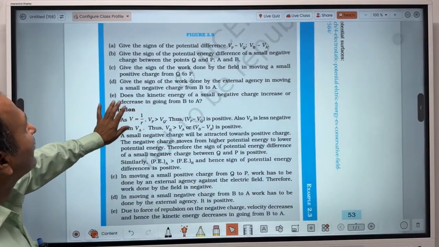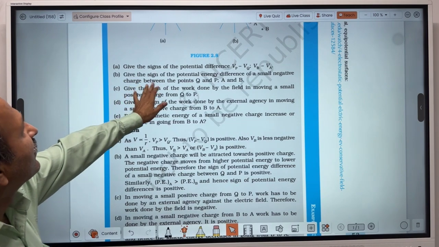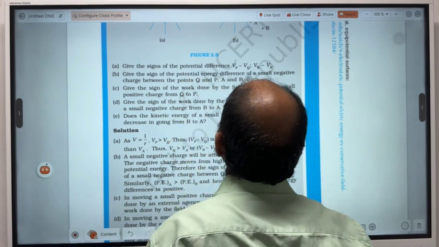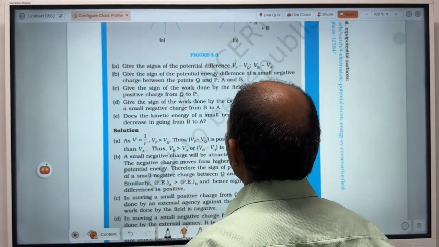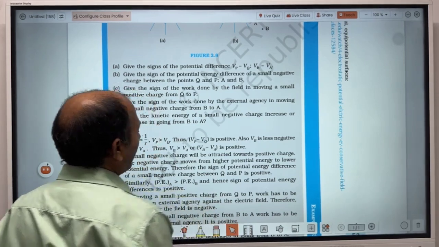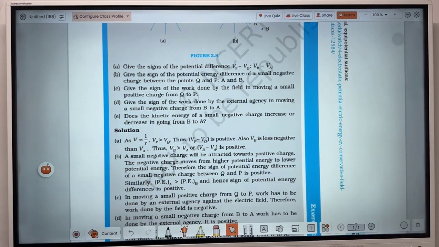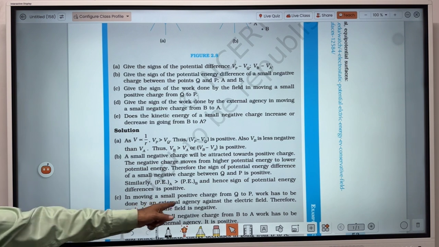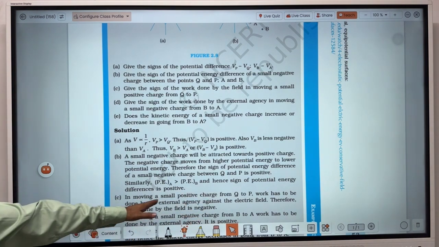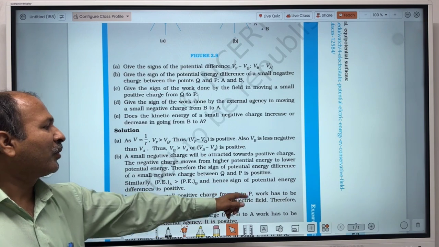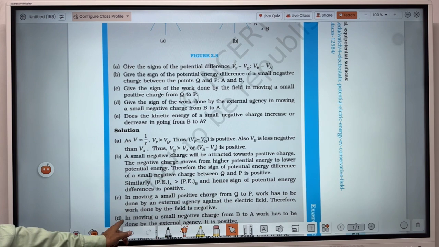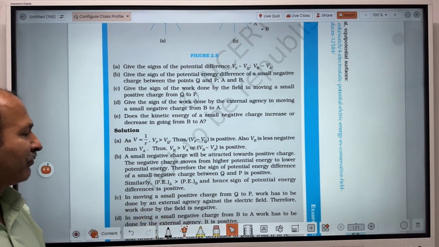Here our question is: give the sign of the potential energy difference of a small negative charge between the points Q and P, and A and B. So in the case of Q and P, what you have observed is that Q is further from the positive charge than P. It means at P potential is higher as compared to point Q. So in moving a small positive charge from Q to P, from lower potential to higher potential, work has to be done by an external agency against the electric field. Therefore, the work done by the field is negative.